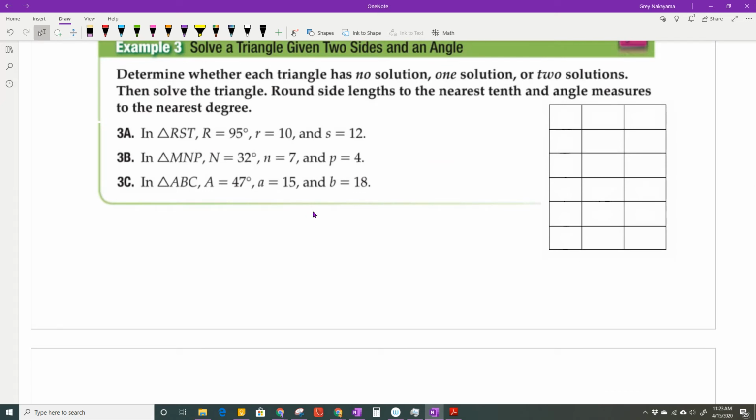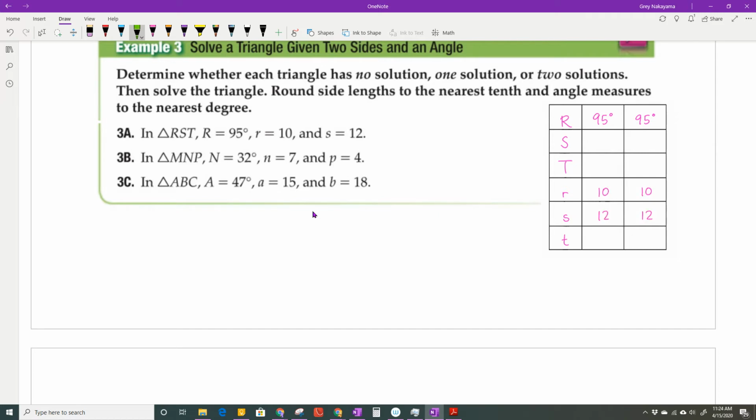So 3A, in triangle RST, big R is 95, little r is 10, and little s is 12. So again, I'm setting up, and notice that my chart now has an extra column because I'm going to consider the possibility of two triangles. I'm going to fill in what I was told. Big R is 95, and that doesn't change for either triangle. Little r is 10, and little s is 12.